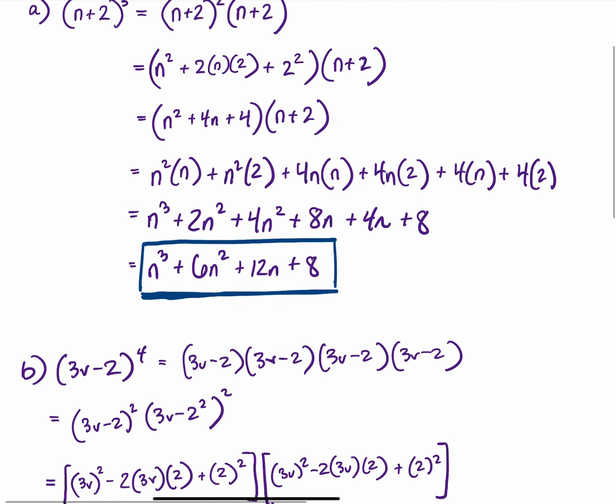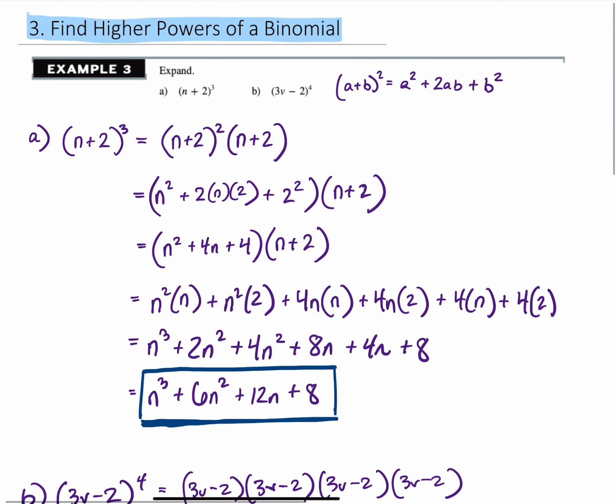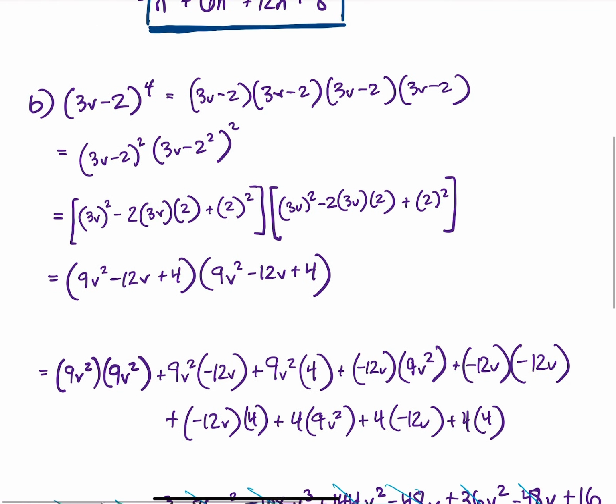So again, with these kind of questions, if you're given some multiplication to a higher power than 2, try to just split it up into squares. So in our first case, we had n plus 2 cubed. We can split that up to n plus 2 squared times n plus 2 to the first power. And then in part B, we had the fourth power, so we split that up into 2 squares. And use our rules there, and then multiply the result together.